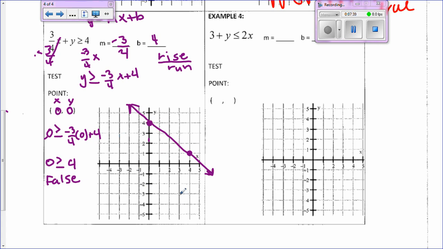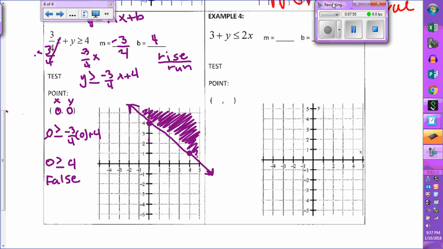But everything, sorry, my pen got stuck, on this side of your line will be included in your solution. So I want you to go ahead and shade your graph just like this. I love my purple pen. I'm going to give you guys a minute to go ahead and do that.